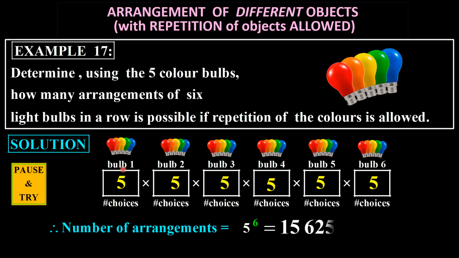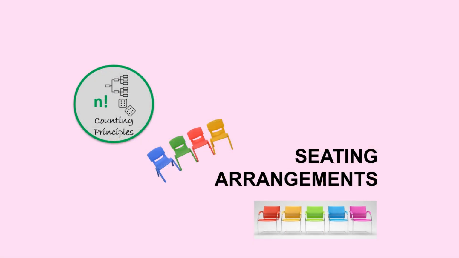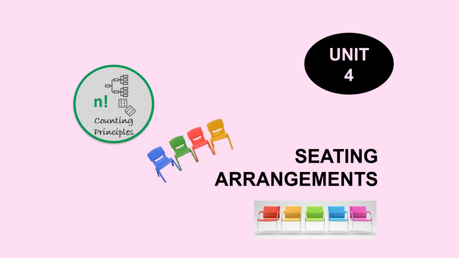And 5 to the exponent 6 is 15,625. Okay. So I can have red, red, red, red, red, red, or I can have red, red, and blue, blue, and green, green. So you see there can be a repetition of colors, and so there are quite a lot of possible arrangements there. So now we're next going to look at counting seating arrangements.